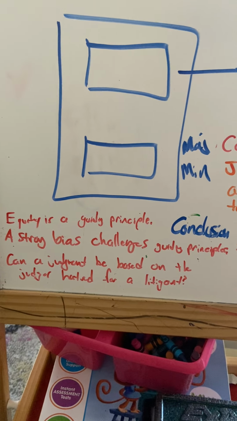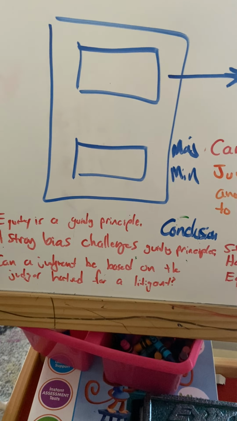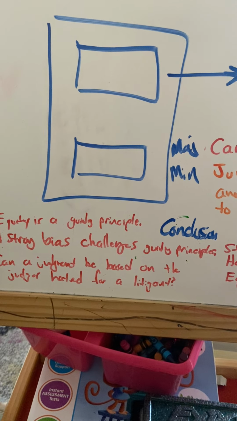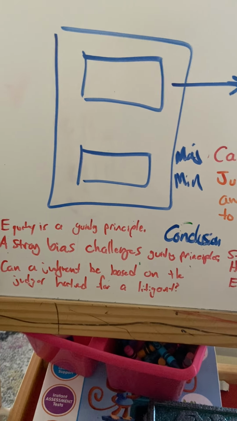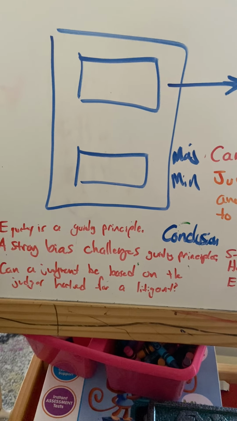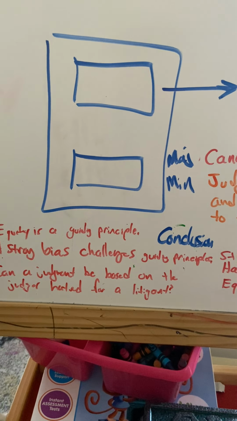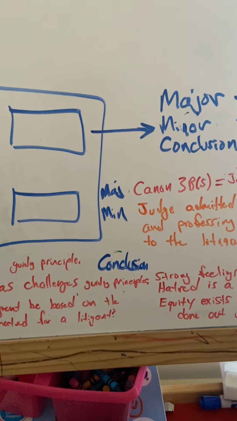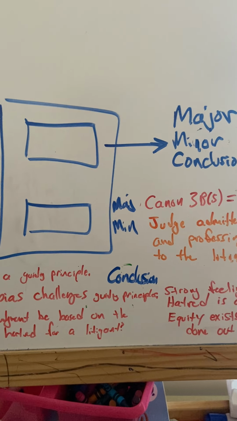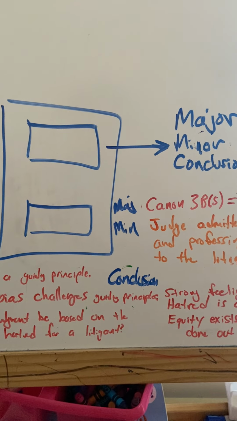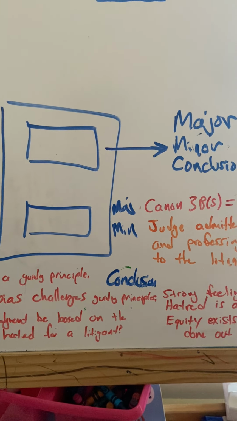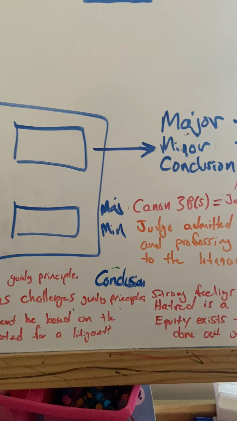Start talking about their ability to perform. They're not supposed to, if they know that they have a prejudice or a bias, they need to pass it on. So if a judge is not passing on the case to somebody else, then that would be something that violated this canon.